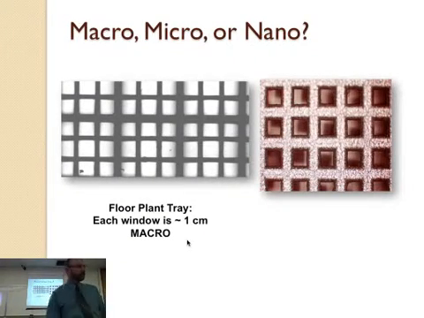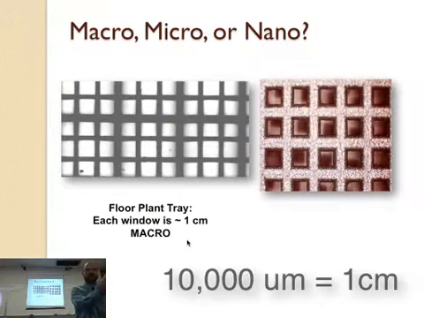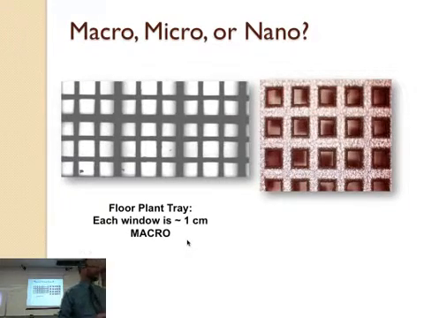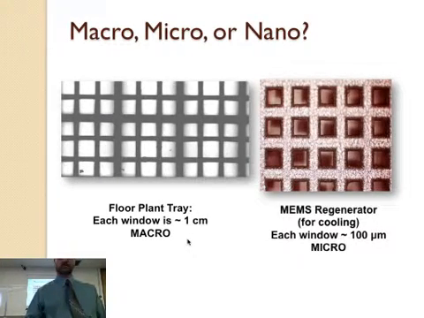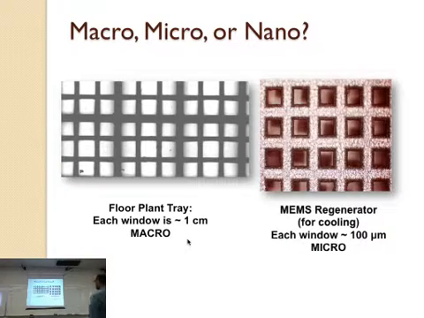10,000 microns. If you work on the design team project, the smallest structures are 1 micron that you design to. Most MEMS companies can go smaller now. The thing on the right is a MEMS regenerator for cooling. These are little cooling cells, and they're about 100 microns across. So it's macro micro.